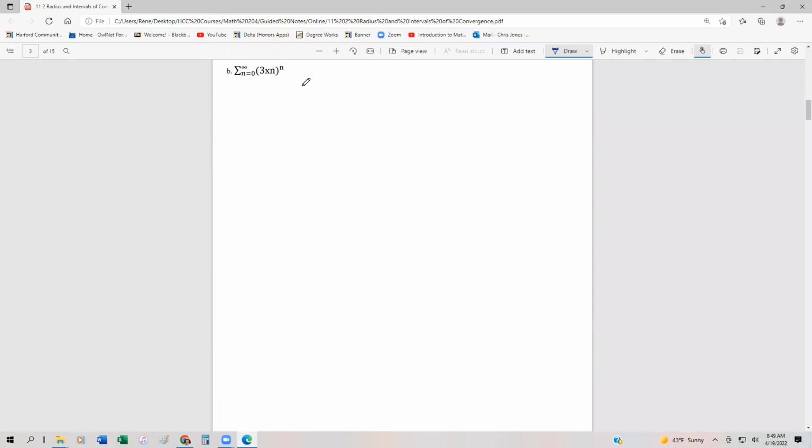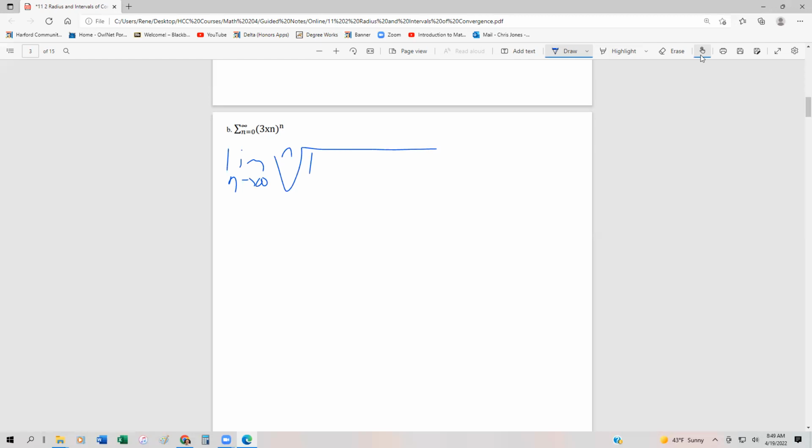Once again, we can use the root test on this, because we can take the nth root of whatever's going on inside. So let's go ahead and do that. We are going to take the limit as n approaches infinity of the nth root of the absolute value of (3xn)^n, and that has to be less than 1 for this to be convergent, by the rules of the root test.